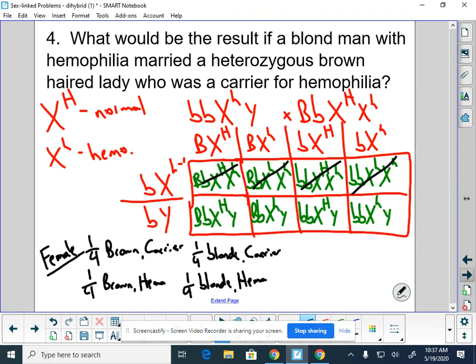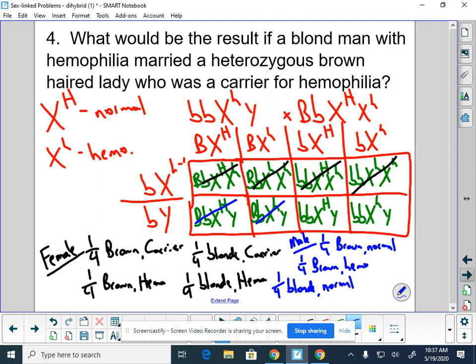That's that one. For the male, switching colors, because I'm going to quickly run a room here. We've got 1/4 brown normal. We've got 1/4 brown hemophiliac. Sorry, I'm getting messy. 1/4 blonde normal. And the last one, 1/4 blonde hemophiliac.